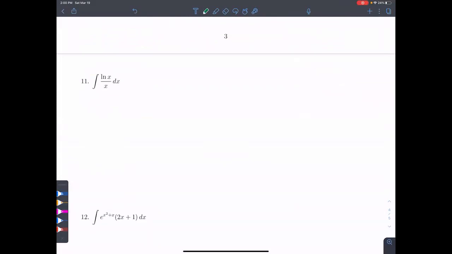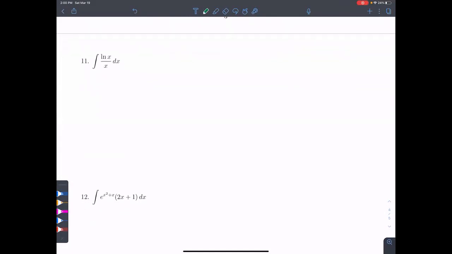All right, number 11. So here, maybe the inside-outside function is not very obvious. I think it is the least obvious on this one. But if we let, so we need du present up to a constant, right? So we can make that substitution. So the derivative of the ln of x is 1 over x. So that's the inside function. U is the ln of x. So du is 1 over x dx.